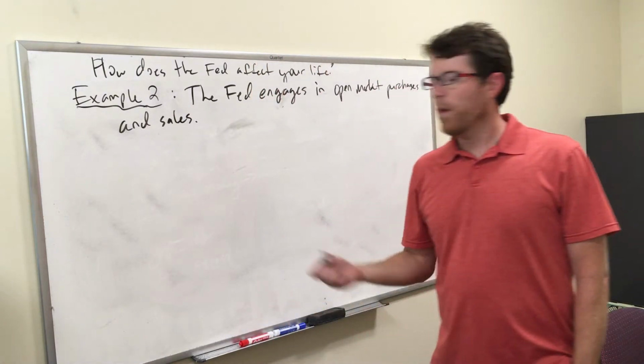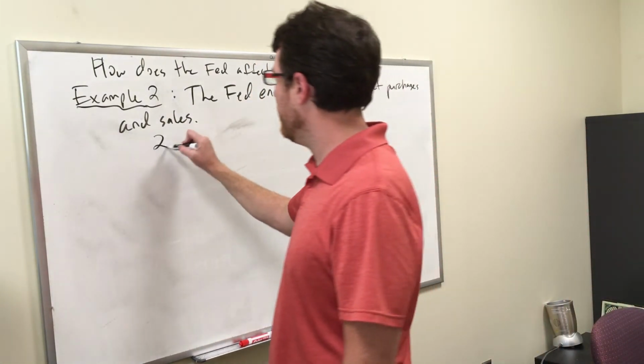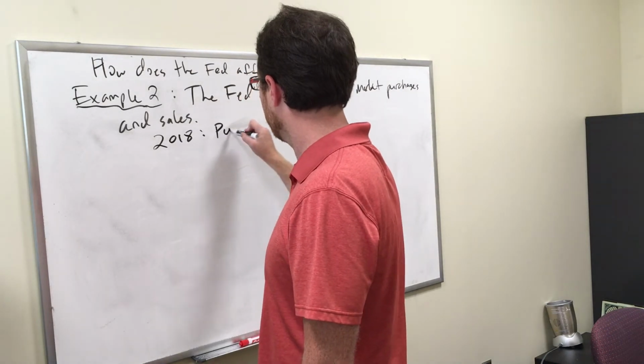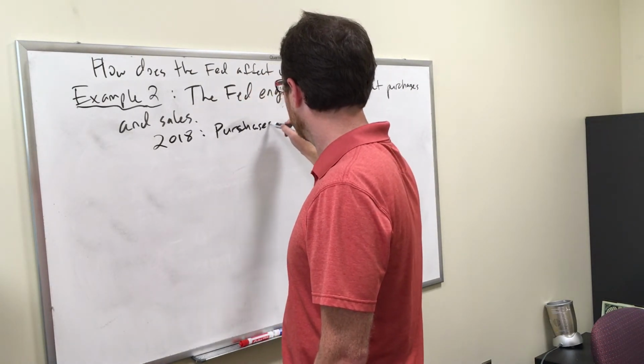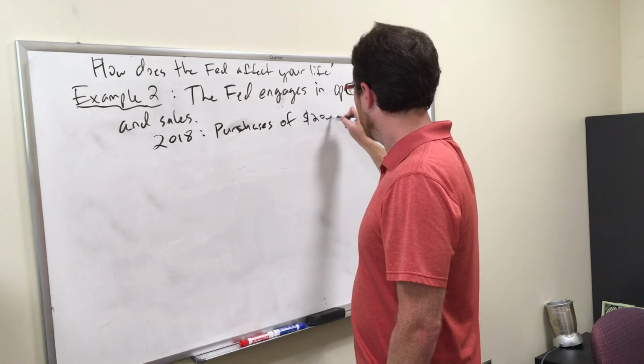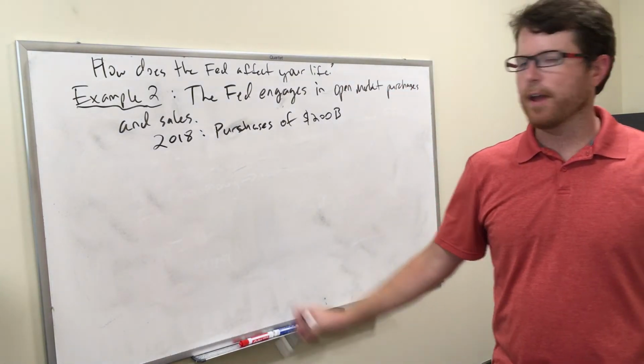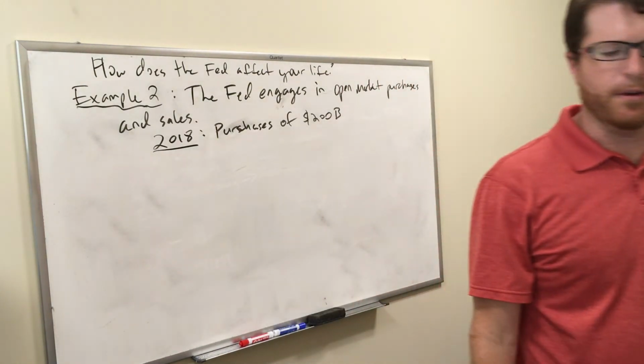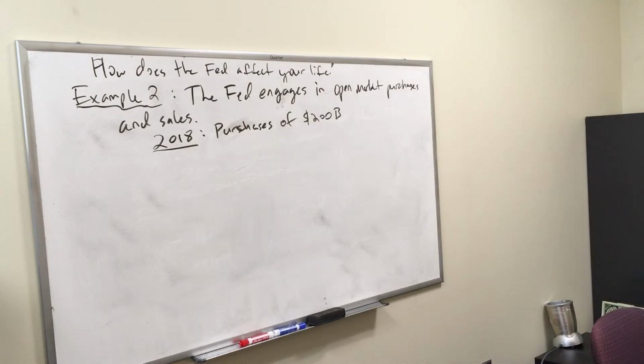Okay? And the way this might look is in 2018 they may do some purchases. Maybe they buy $200 billion worth of assets. A lot of times that's governmental debt. Okay? So it could be governmental debt. It could be other things.